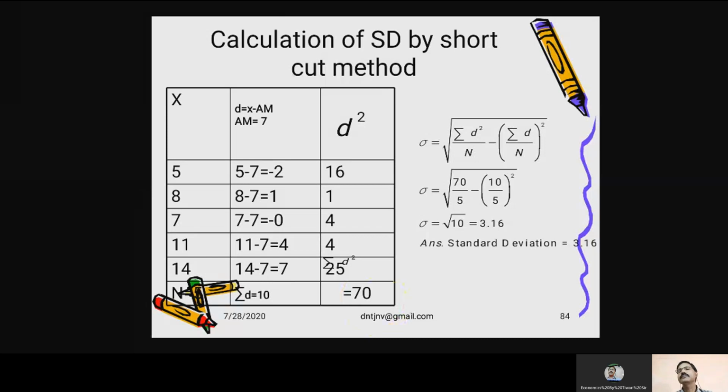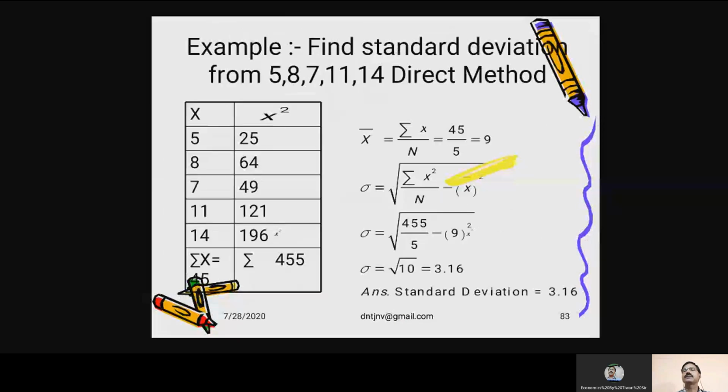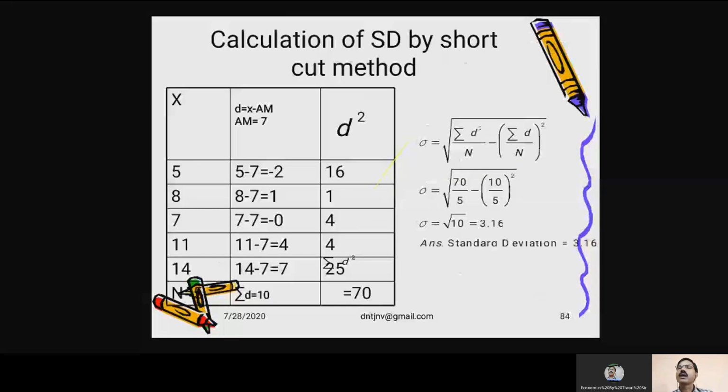Okay. Now apply the formula: square root of sigma d square upon n minus, in the bracket, sigma d upon n whole square. So by simply putting the values in this formula, you will be able to find out the standard deviation. Find out the standard deviation by the shortcut method.